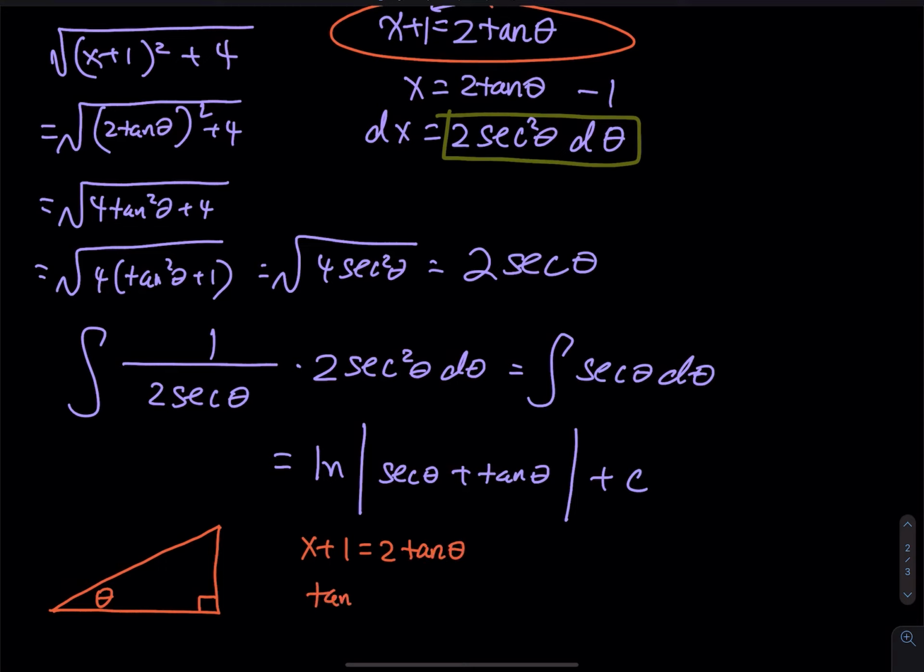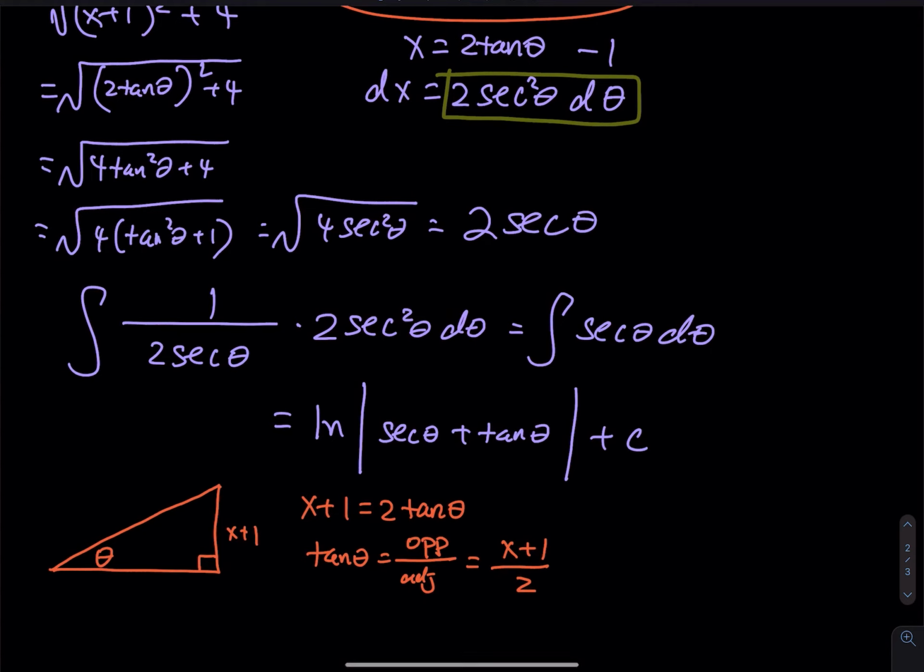Then my tangent theta is equals to TOA, right? So opposite divided by adjacent. That is equals to x plus 1 divided by 2. So the opposite is x plus 1, and then the adjacent is 2, and then what is this going to be? So this one is a squared plus b squared, right? So this is x plus 1 square plus 2 square. If you do the math right, this is x squared plus 2x plus 5.